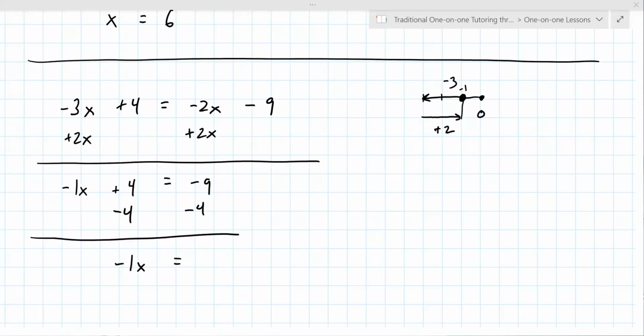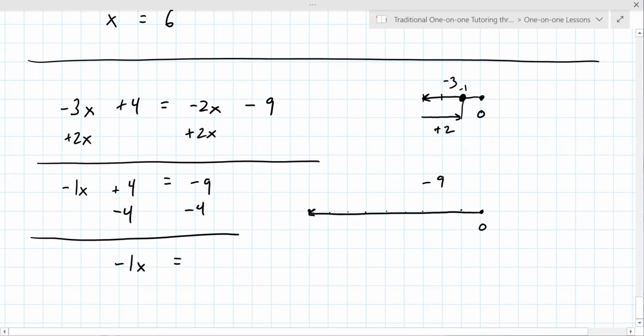-5. That would be true if this was positive 4. -9 means you're going back in time. 1, 2, 3, 4, 5, 6, 7, 8, 9. And then -4 means you're going even further back in time. 1, 2, 3, 4. So where did you end up? You went back 9 and then you went back 4.